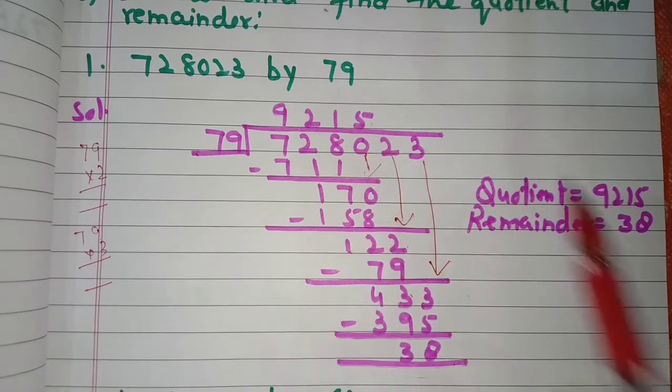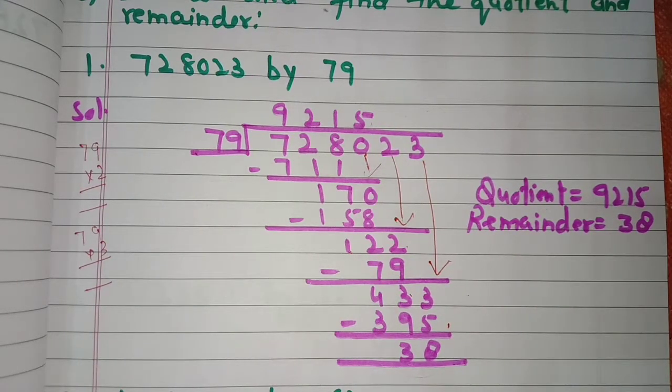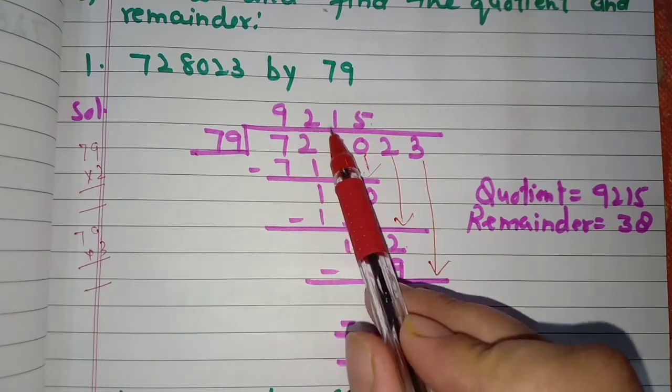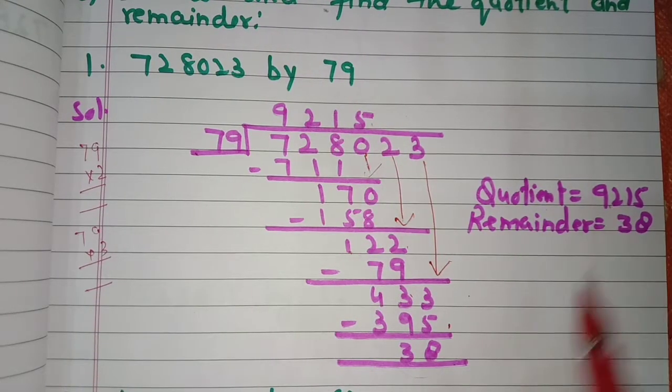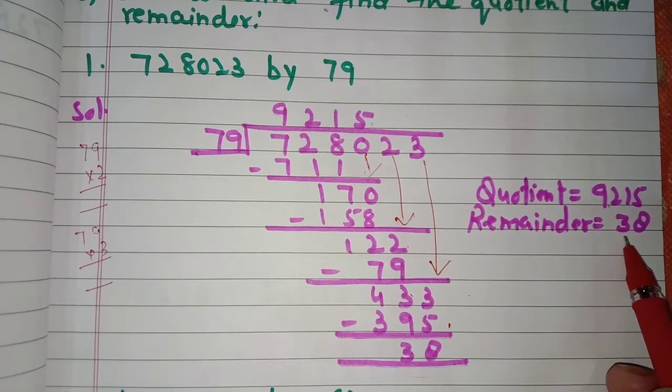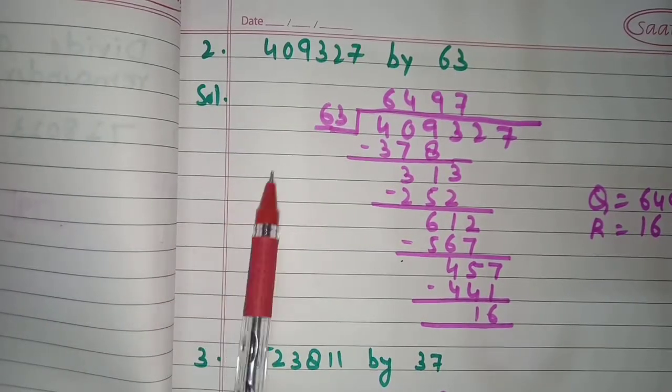So 79 into 5 is 395. And what is the remainder? Which number is left here? It is 38. So 9215 is the quotient and 38 is the remainder. Now next is part 2.